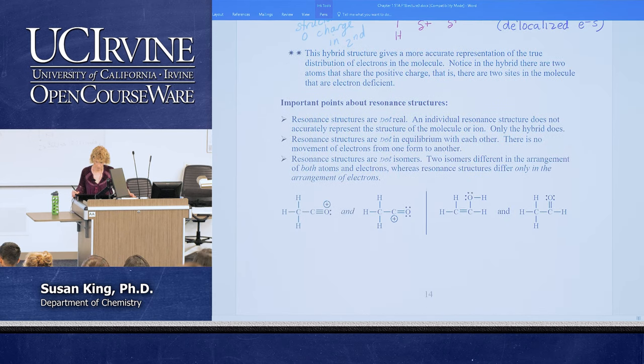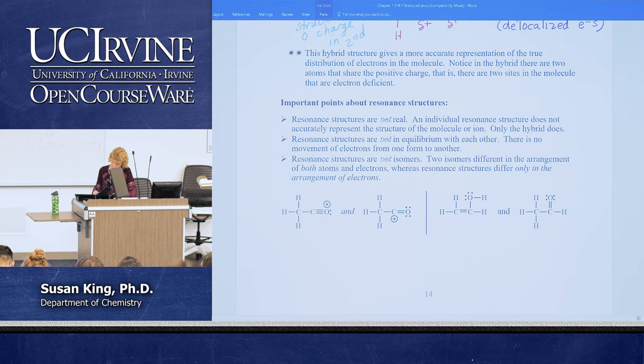More important points about resonance structures. Resonance structures are not real. Okay? Any individual resonance structure does not accurately represent the structure of the molecule, only the hybrid does. So the hybrid's real, the resonance structures are not real. That being said, we're going to be drawing resonance structures all year long, so they're real enough that we need to draw them. They're not in equilibrium, we already said that. They're not isomers. Two isomers differ in the arrangement of both atoms and electrons, whereas resonance structures differ only in the arrangement of electrons. Okay?